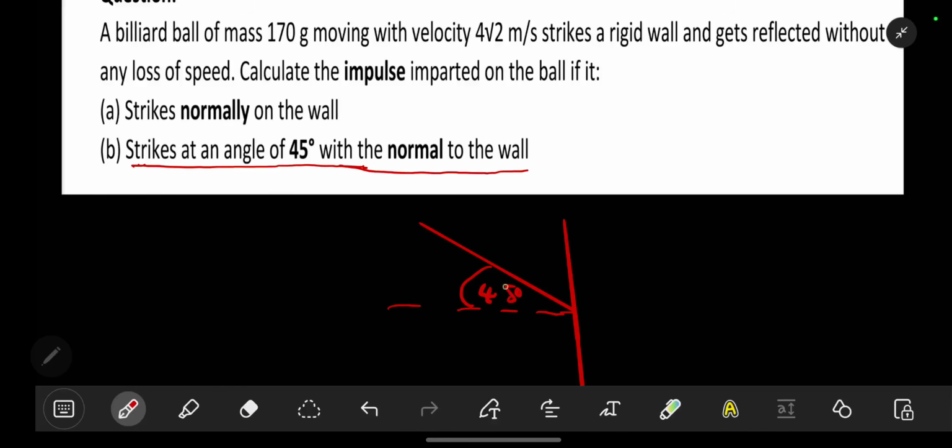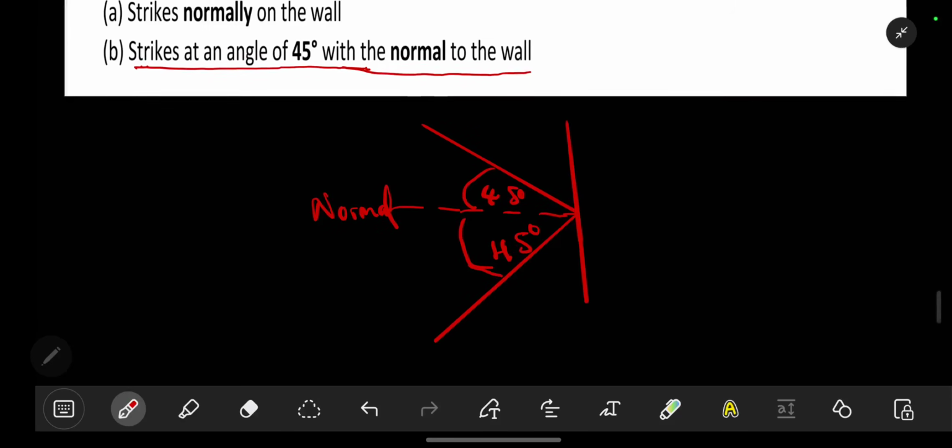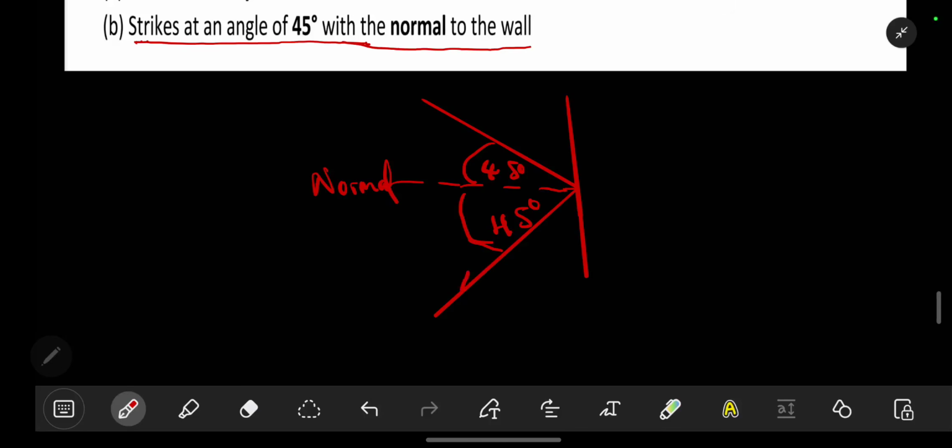So with the normal, meaning to say the angle is this one. The normal is the one that is drawn perpendicular. So this is the normal. Then it will come back like that, same angle, 45. So that is the property of the 45. So this is what we have. So it was coming like that.